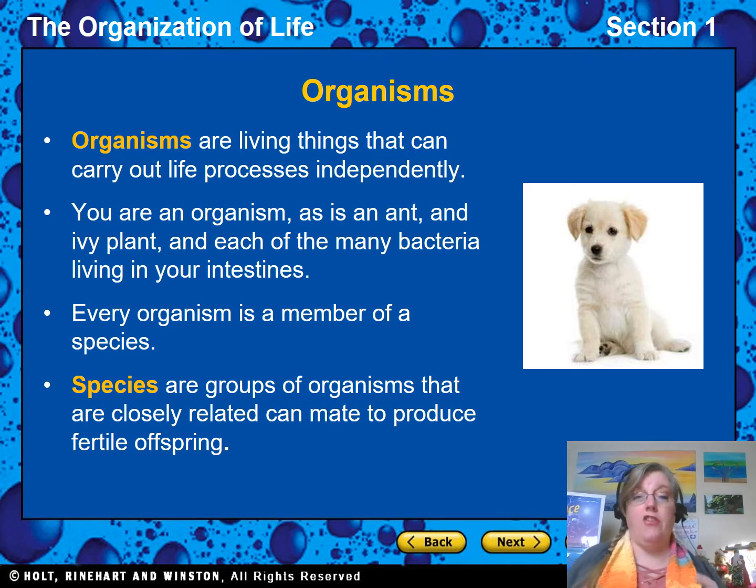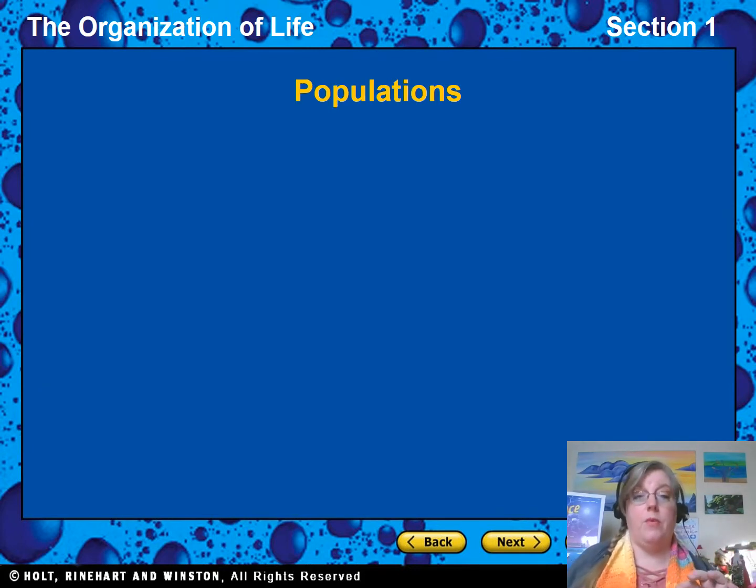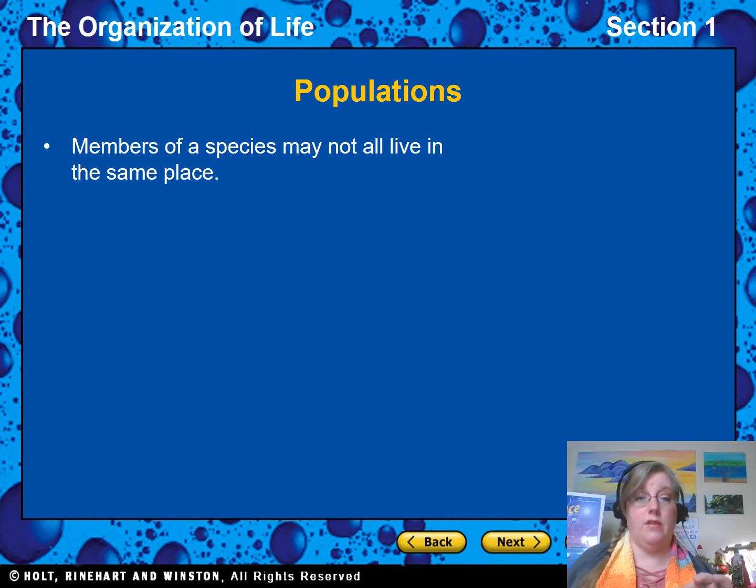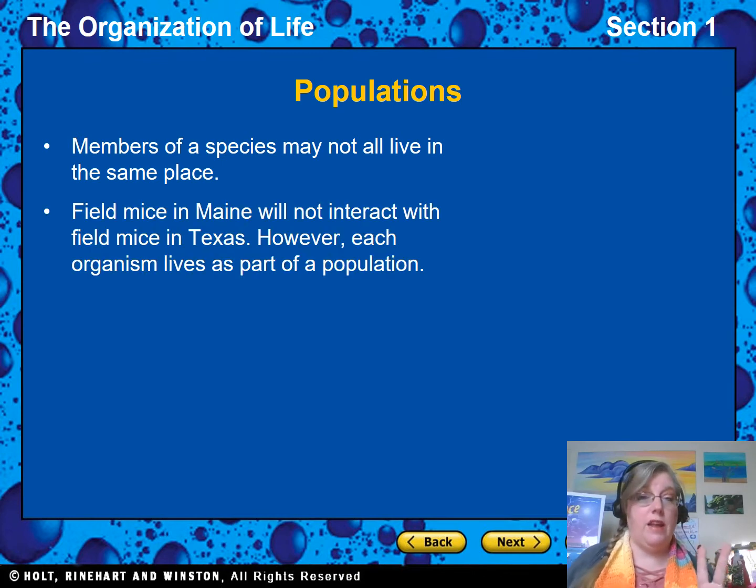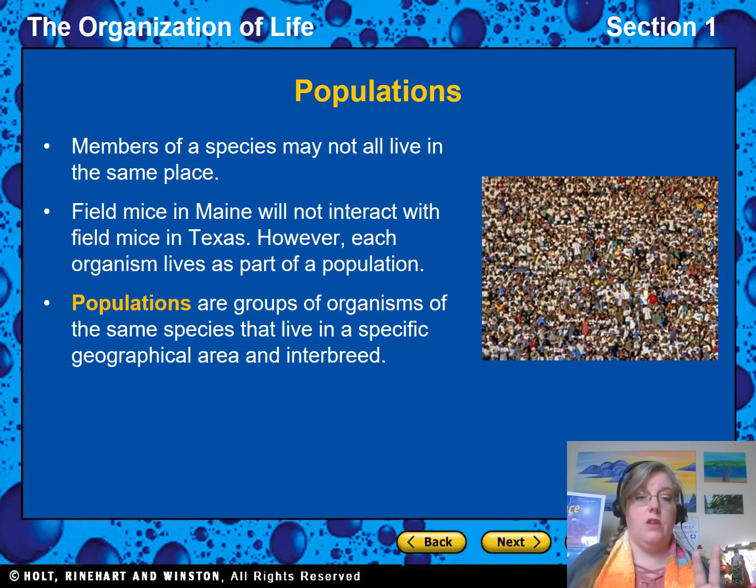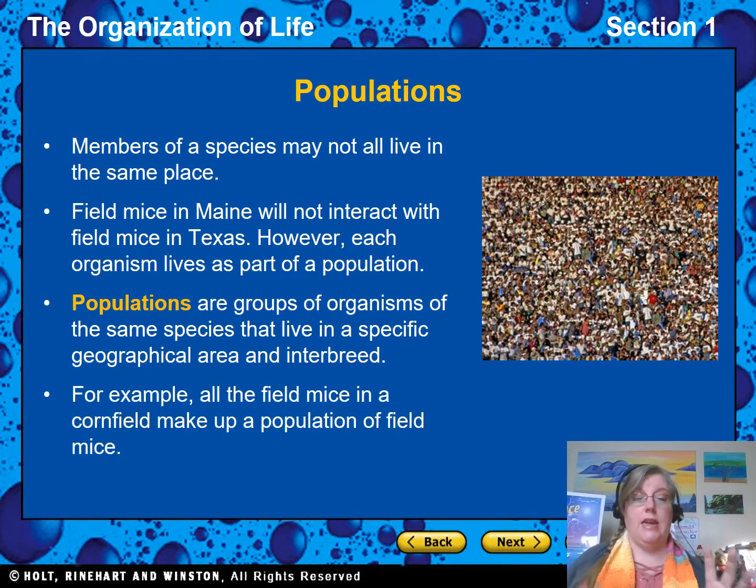A population is that type of organism that lives nearby each other. That's where we get into some craziness. The difference between species and population: species is that type of organism anywhere on the earth. A population is that type of organism nearby one another. They live together nearby one another.